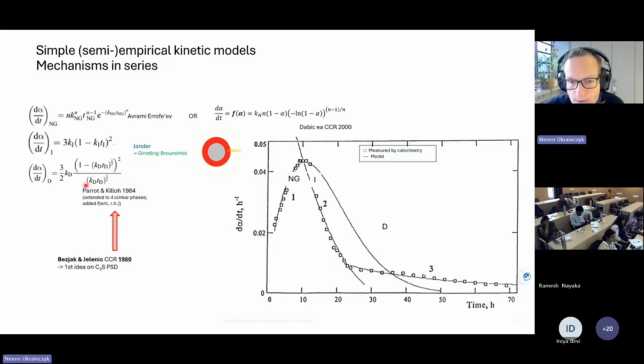And this approach is also the Parrot and Killoh approach. He basically extended the approach from Bezjak to four clinker phases, and he added also the effects of the water-cement ratio and relative humidity. And this is the approach you see in GEMS. So this is what Barbara Lothenbach is using.